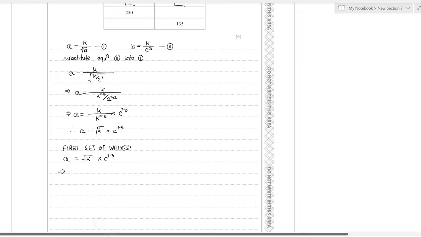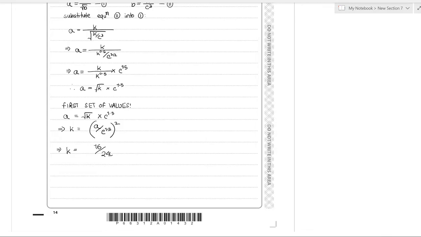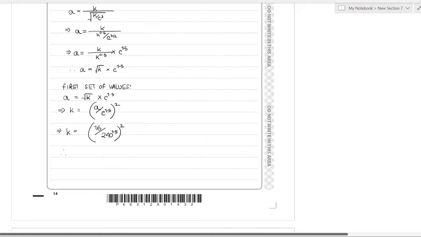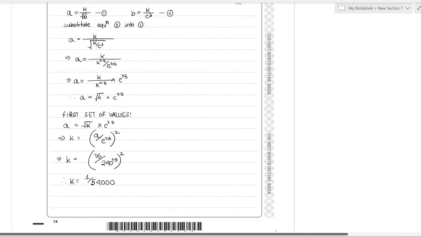If you make k the subject, it will be a divided by c power 1.5. The entire thing would be under a square, and if you put the values of all the alphabets, that is 16 over 240 with a power of 1.5, an entire thing under a square, you get a value of 1 over 54,000. So the value for k is 1 over 54,000.